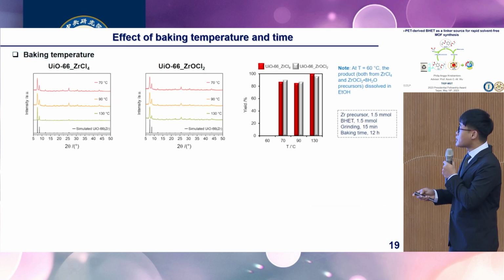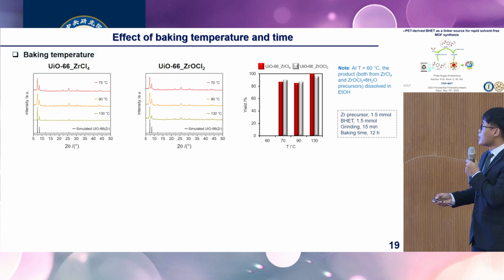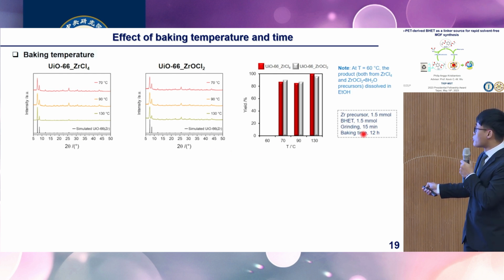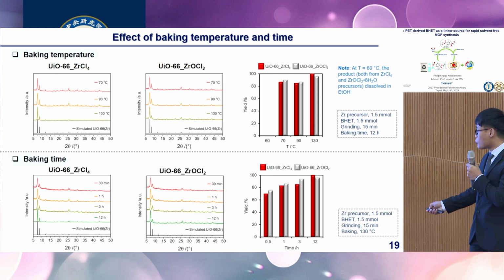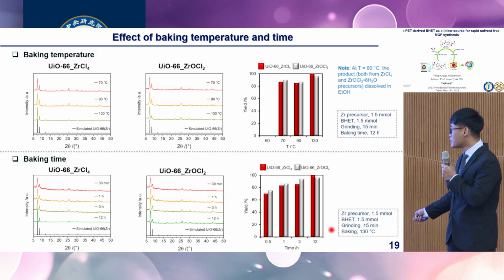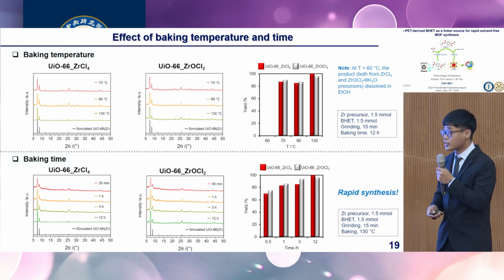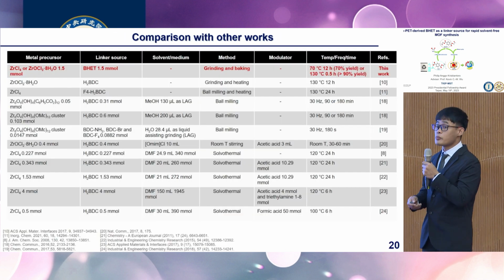And then after I elucidated the reaction mechanism, I studied the effect of baking temperature and time. At a baking time of 12 hours, I found that we can decrease the baking temperature to just 70 degrees without a significant decrease in the product yield. Meanwhile, from the effect of baking time, at 130 degrees C, we can decrease the baking time to just 30 minutes, allowing rapid synthesis of the material. And then this is the comparison with other works.